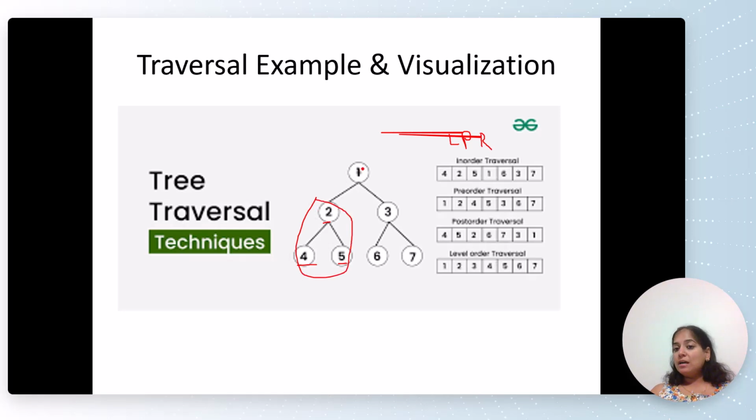So this subtree is completed. So the left of 1 is completed. Then you will go for the parent node, which is 1, so 1 will be traversed. Then you go towards the right side. The right side is also left, parent, right. So left node 6, parent node 3, right node 7. So its in-order traversal becomes 4, 2, 5, 1, 6, 3, 7.